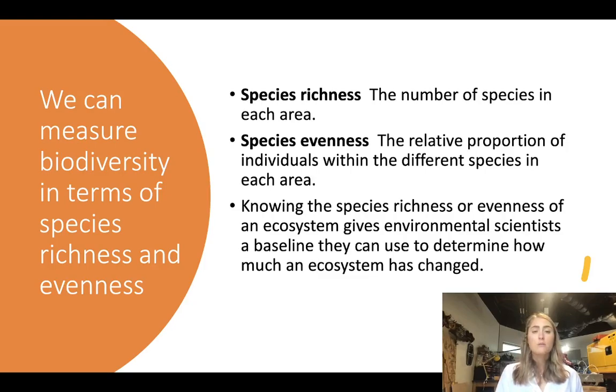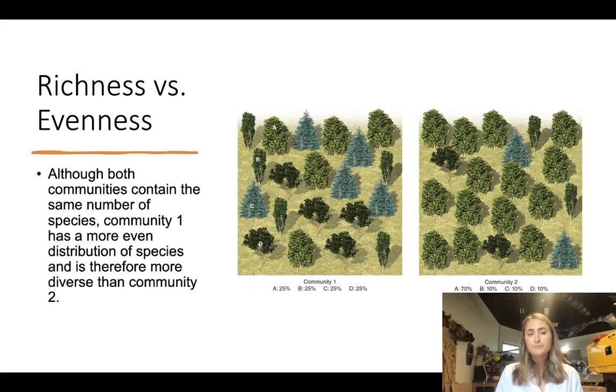Now, I kind of used this term already, and on the last slide they used it, but they also mentioned the words species richness and species evenness. This is another way that we can measure biodiversity. Species richness is the number of species in a given area, whereas species evenness is the relative proportion of each of those species within a given area. So let me show you an example.